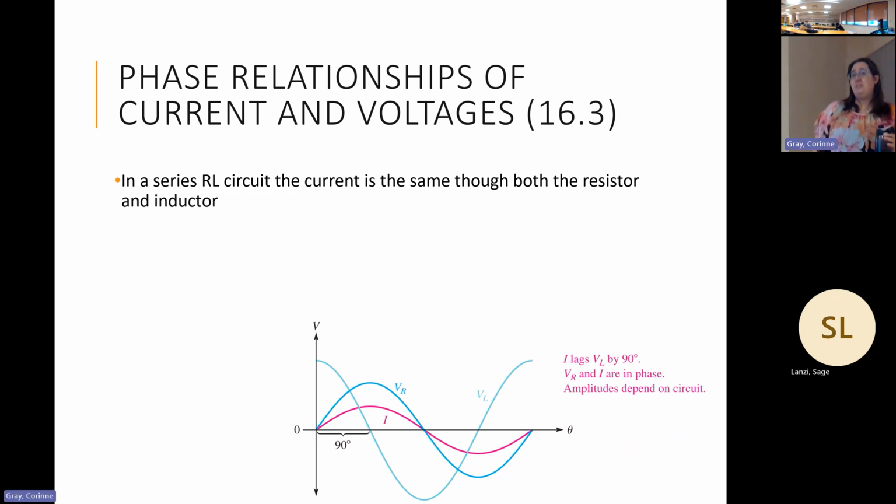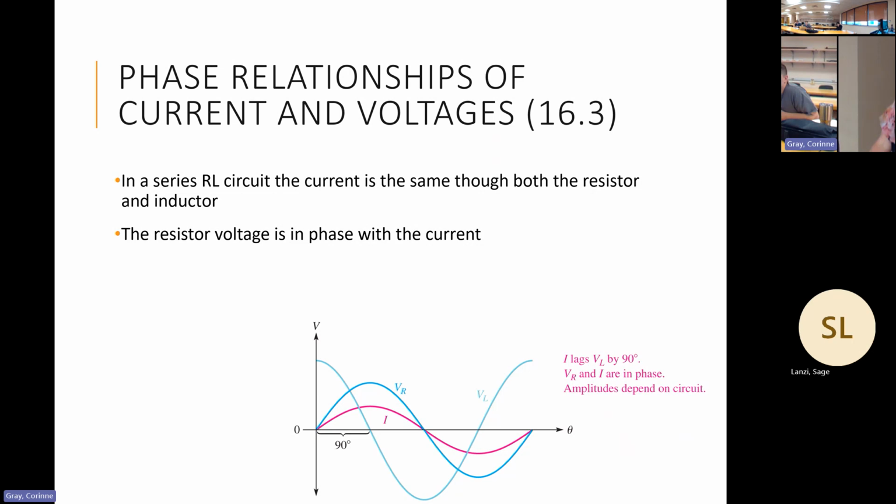They are said to be in phase with each other, so there's no phase difference between them. What about for the inductor? It's ahead by 90 degrees, so it's still leading by that value. Again, that 90 degrees is showing up. That does not mean it's 90 degrees with the voltage source. It's 90 degrees to the resistor voltage.